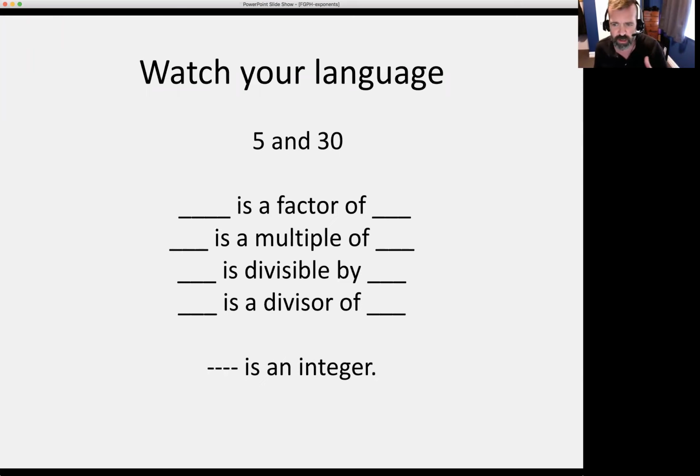So if your name starts with an A through an E, do the first one. If your name starts with a G through an L, do the second one. M's and N's, if you'll do the third one, and R's, S's, and beyond, do the fourth one. Type it out using the numbers 5 and 30. So is 30 a factor of 5, or is 5 a factor of 30? Is 30 a multiple of 5, or is 5 a multiple of 30? Which way does it go?